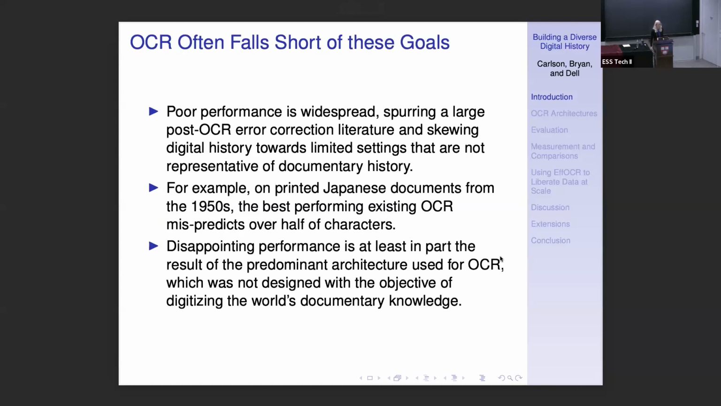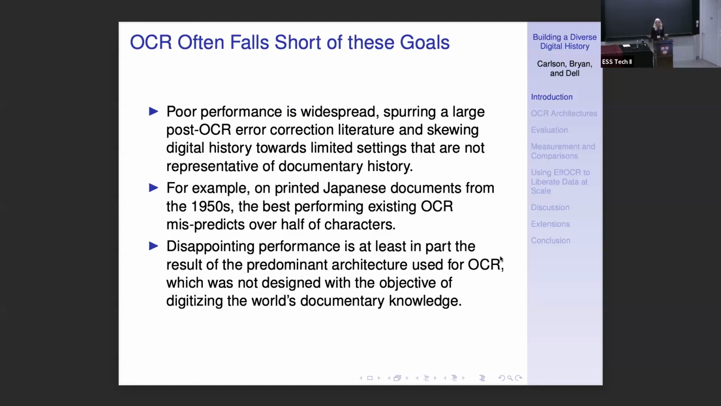Poor performance on historical documents is widespread. That's not what most OCR products were designed for. They were designed for commercial applications like OCRing receipts. And so there's been an enormous post-OCR error correction literature. And this has also skewed digital history towards limited settings that are not representative of the diversity of documentary history.